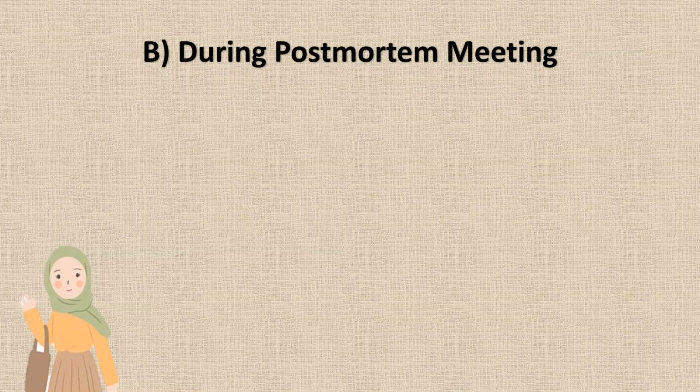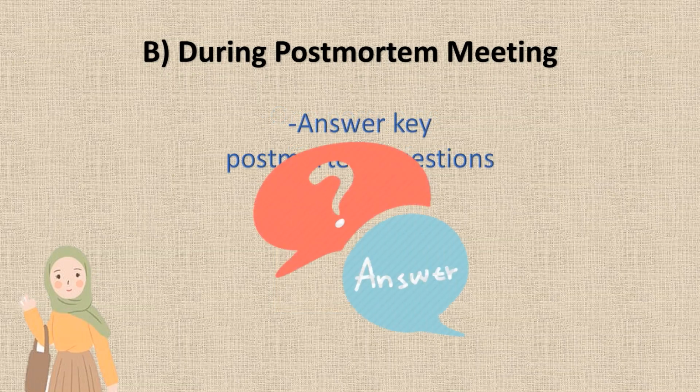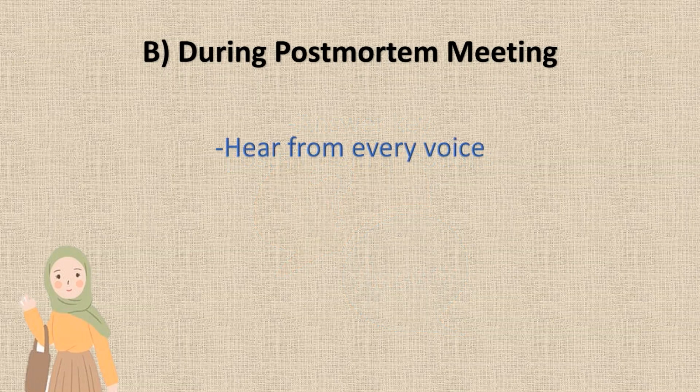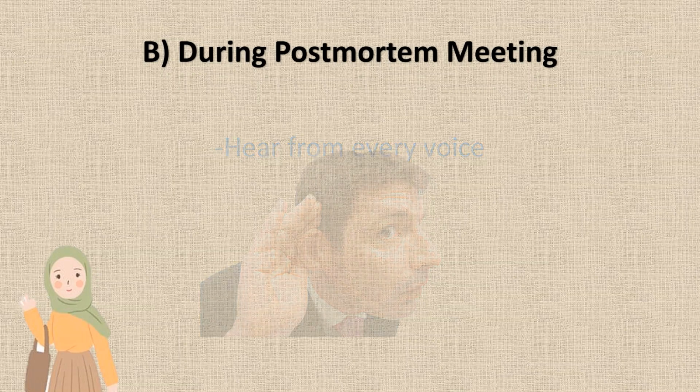Second is during the postmortem meeting. Have someone act as moderator. You should have someone else act as a note taker, and having detailed notes makes writing the postmortem report much easier. Second is answer key postmortem questions like what went wrong that we should avoid next time, and what went right during the project that we should repeat next time. For the third is hear from everyone's voice. If you never hear from certain team members on key talking points, you increase your chance of repeating the same mistake, and encourage an open conversation where no one is ridiculed and interrupting is discouraged.